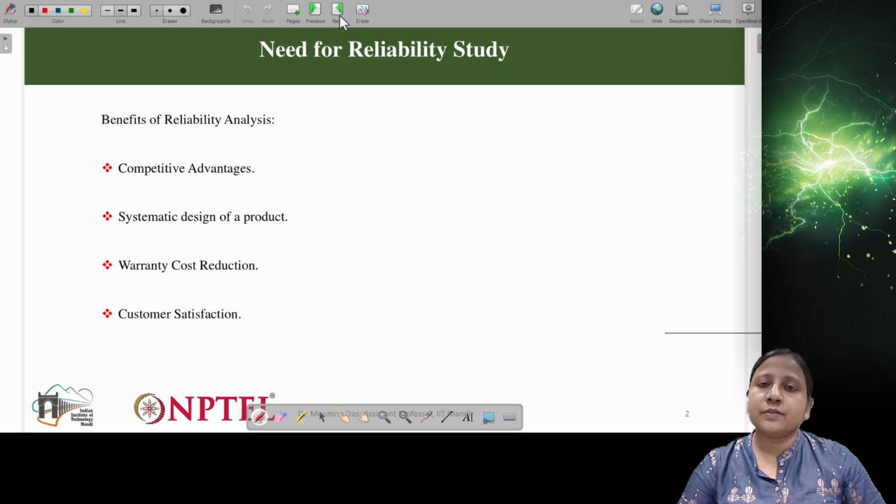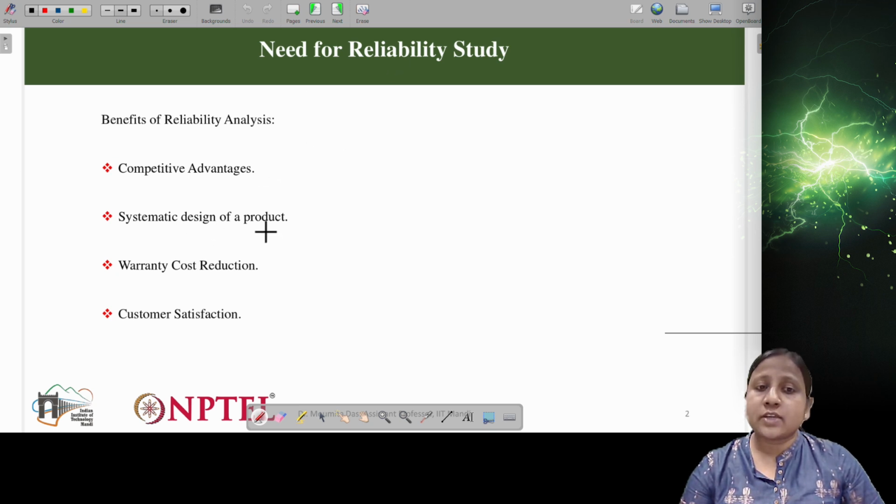Basically, there are benefits of reliability analysis, which are given as competitive advantages. What is the benefit of using any particular system over the existing system? Obviously, from the converter point of view, there will be some advantages, but whether the system will be reliable or not can be concluded from the reliability analysis part.